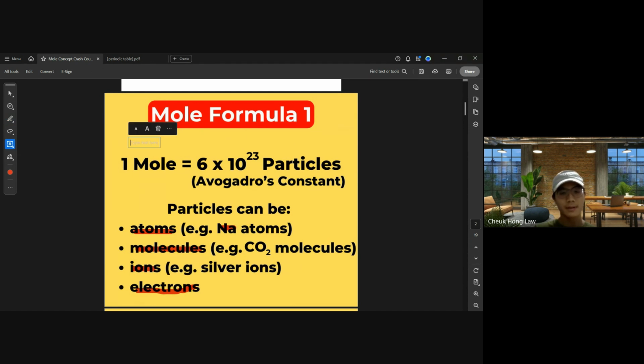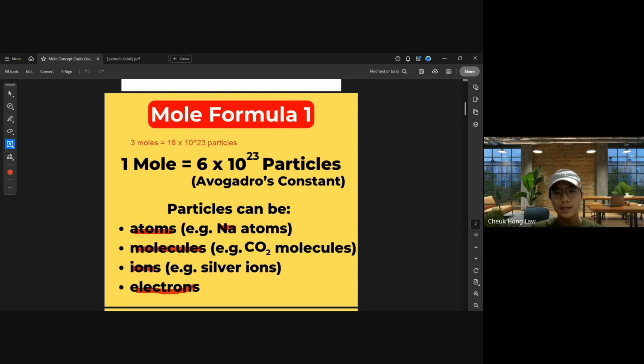Different particles might have different number of moles. So if you have 3 moles, it will just be 3 times 6 times 10 to the power of 23, which is the same as 18 times 10 to the power of 23 particles.